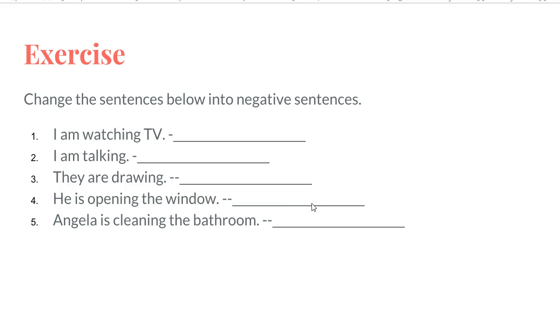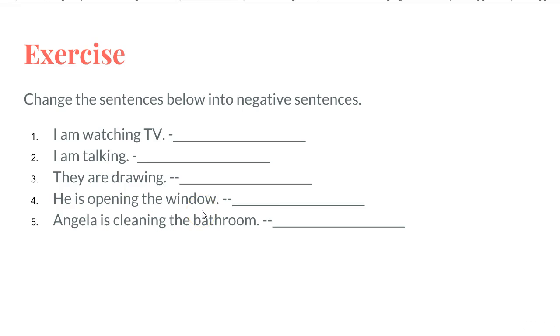Okay, so let's do some exercises. So change the sentences below into negative sentences. I'm watching TV. So what do you think? We said that we need to put not, okay, after the verb to be. So I am not watching TV. I am talking. Same thing. I am not talking. They are drawing. They are not or they aren't drawing. He is opening the window.